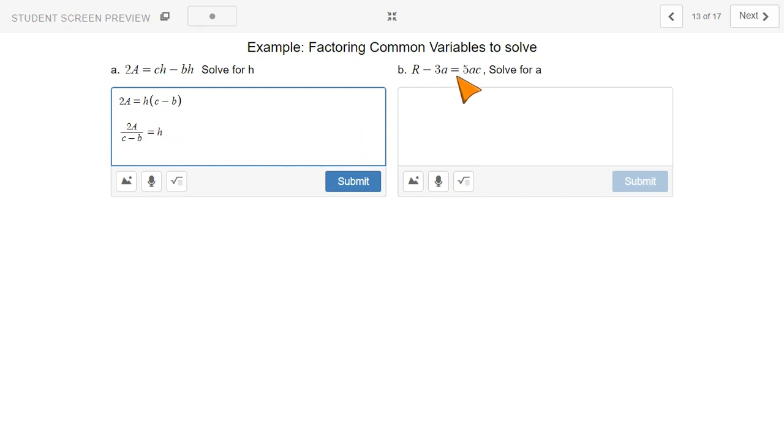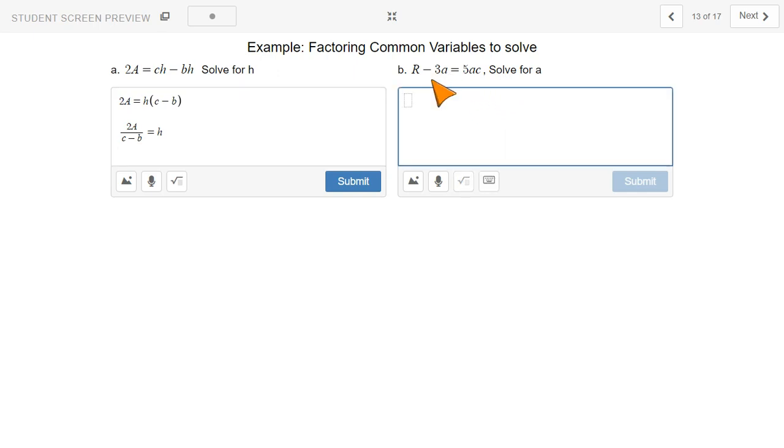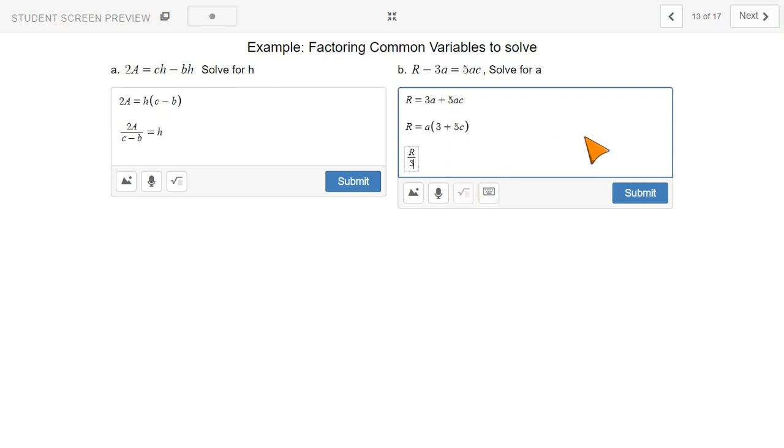R minus 3a is equal to 5ac. Solve for a. We need to rearrange this first so that we can have a on its own. So R is equal to 3a plus 5ac. Factor out the a, 3 plus 5c, and we're going to divide now by this whole bracket. So R over 3 plus 5c is equal to a.